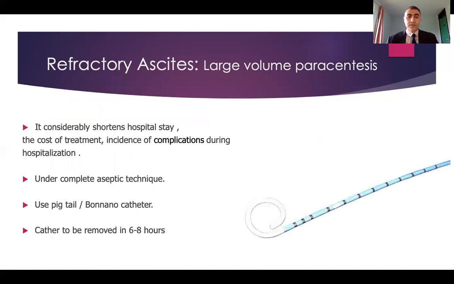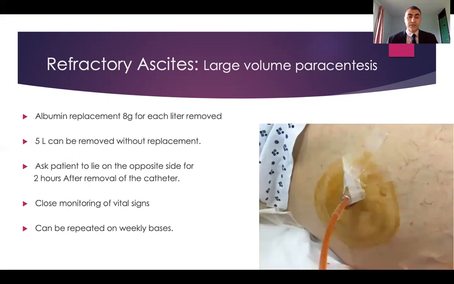Large volume paracentesis shortens the hospital stay, the cost of treatment, and the incidence of complications during hospitalization. You should do it under complete aseptic technique using a pigtail or Bonanno catheter, and remove the catheter in 6 to 8 hours. Otherwise, the patient may develop sepsis or induced infection. You give albumin replacement, 8 grams for each liter removed. For the first 5 liters, you can give nothing.